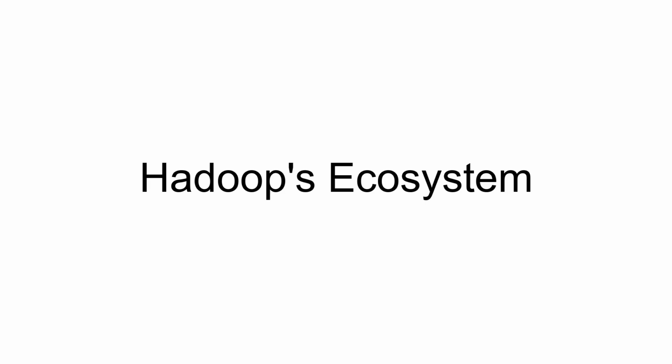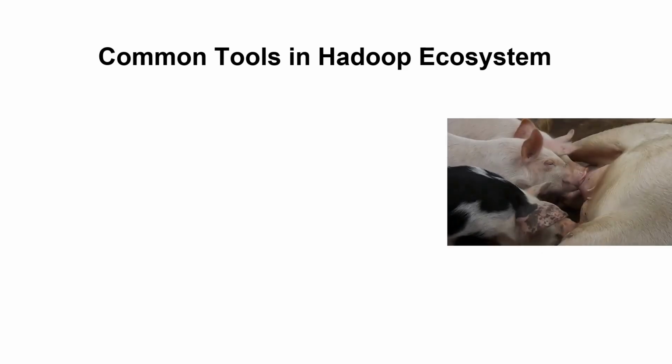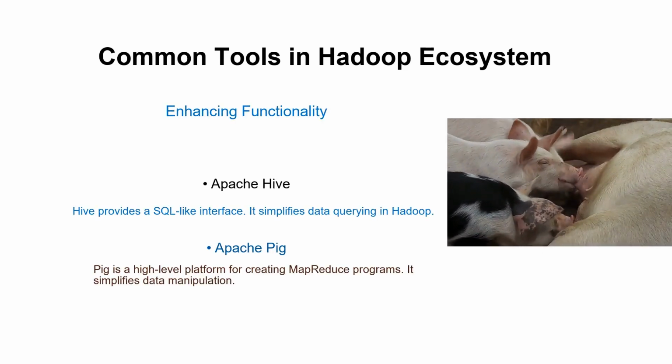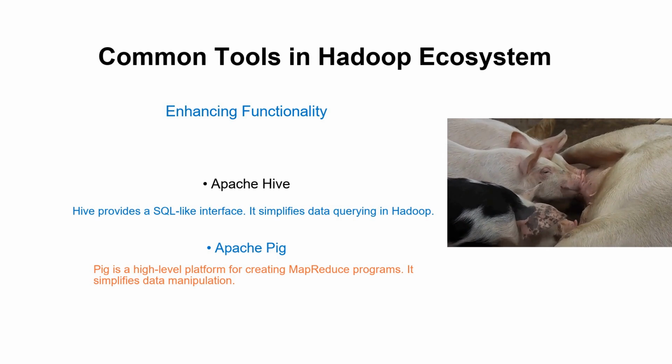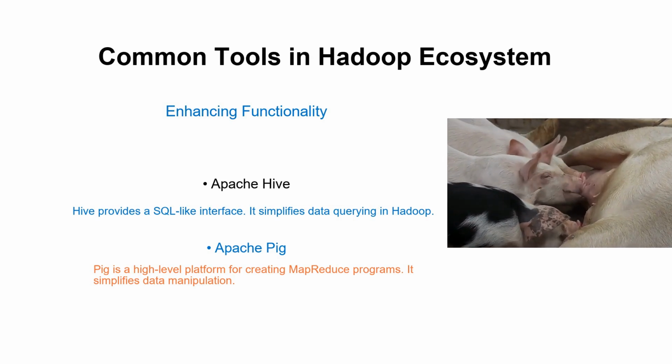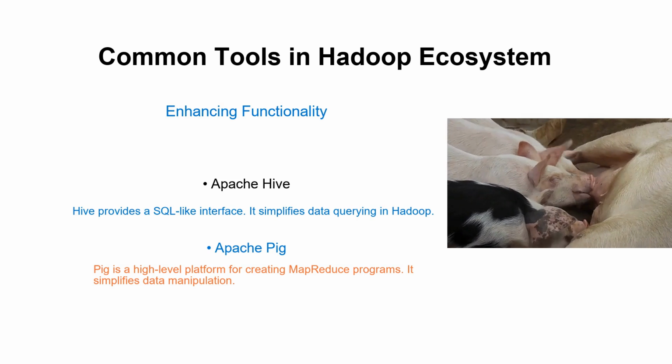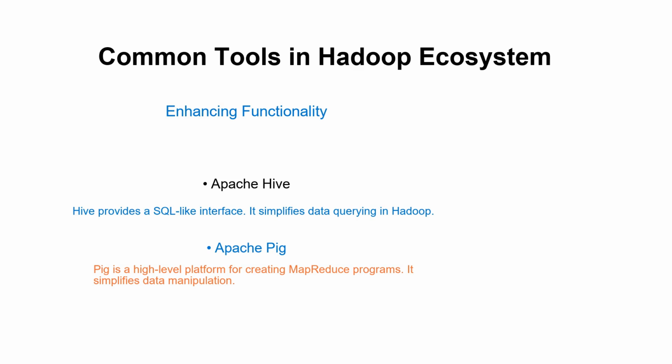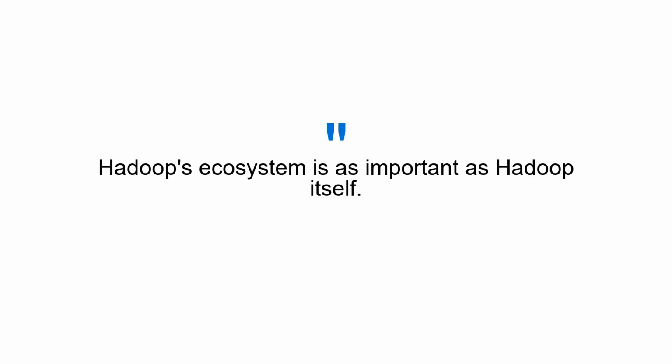Hadoop is part of a larger ecosystem of tools. These tools enhance its capabilities, making it a powerful choice for big data processing. Within the Hadoop ecosystem, several tools enhance its functionality. Apache Hive offers a SQL-like interface for data querying, while Apache Pig simplifies data manipulation through a high-level platform. This statement emphasizes the significance of Hadoop's ecosystem. Understanding these complementary tools is essential for leveraging Hadoop effectively.